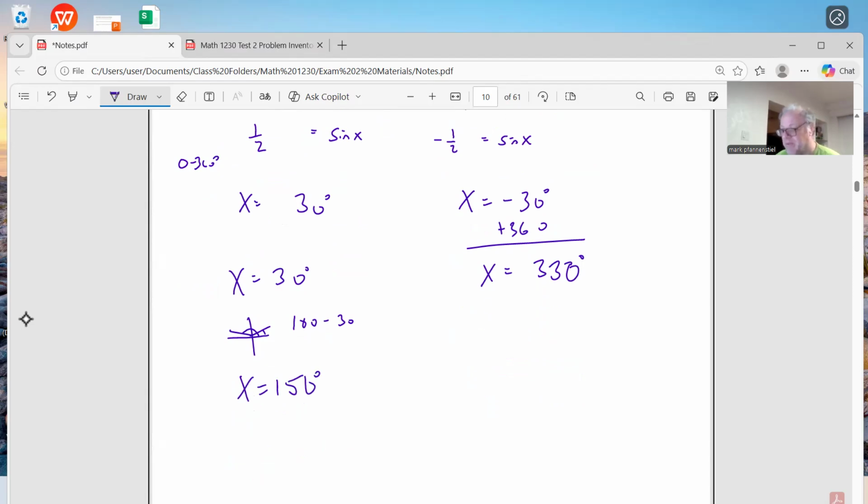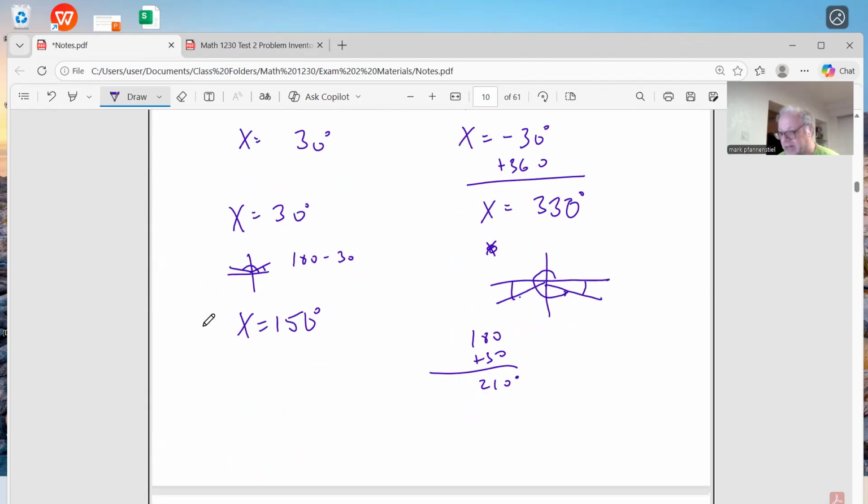Same thing here. We have our coordinate system. We have negative 30 degrees, or 330 degrees. We also need that 330 degrees. We need the 30 degrees that's in quadrant number 3, and we're going to get 180 plus 30 to get our 210 degrees.